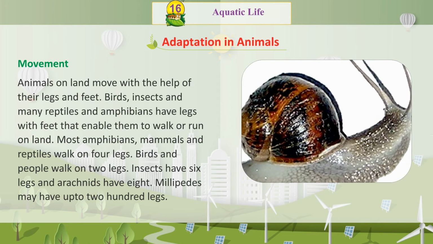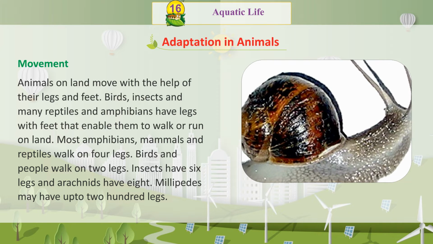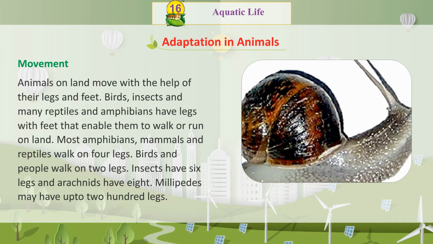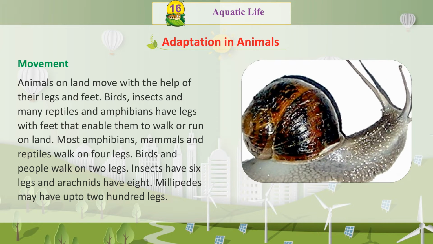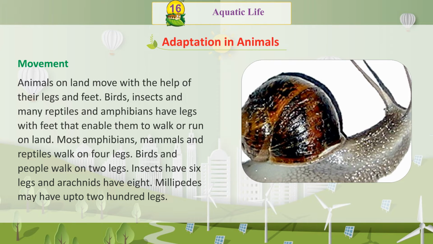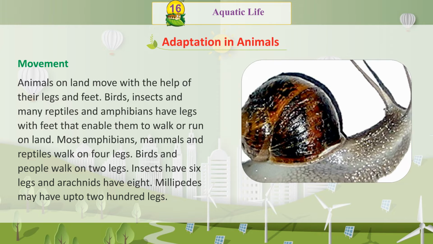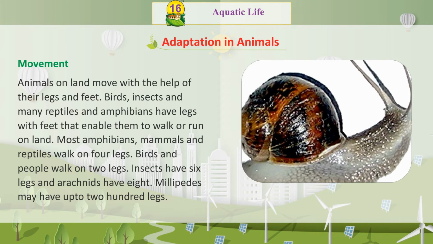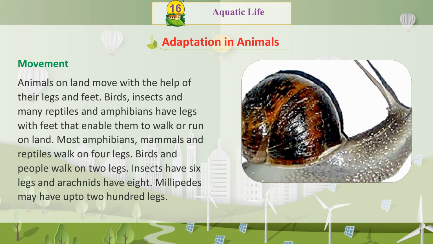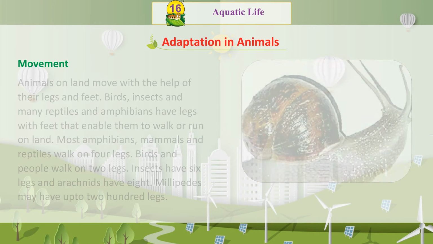Movement. Animals on land move with the help of their legs and feet. Birds, insects, and many reptiles and amphibians have legs with feet that enable them to walk or run on land. Most amphibians, mammals, and reptiles walk on 4 legs. Birds and people walk on 2 legs. Insects have 6 legs, and arachnids have 8. Millipedes may have up to 200 legs.